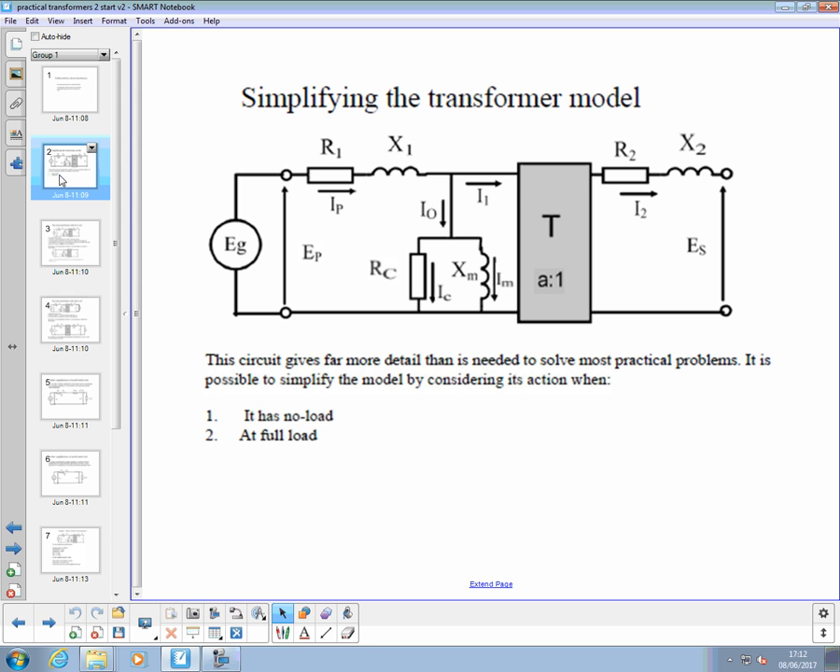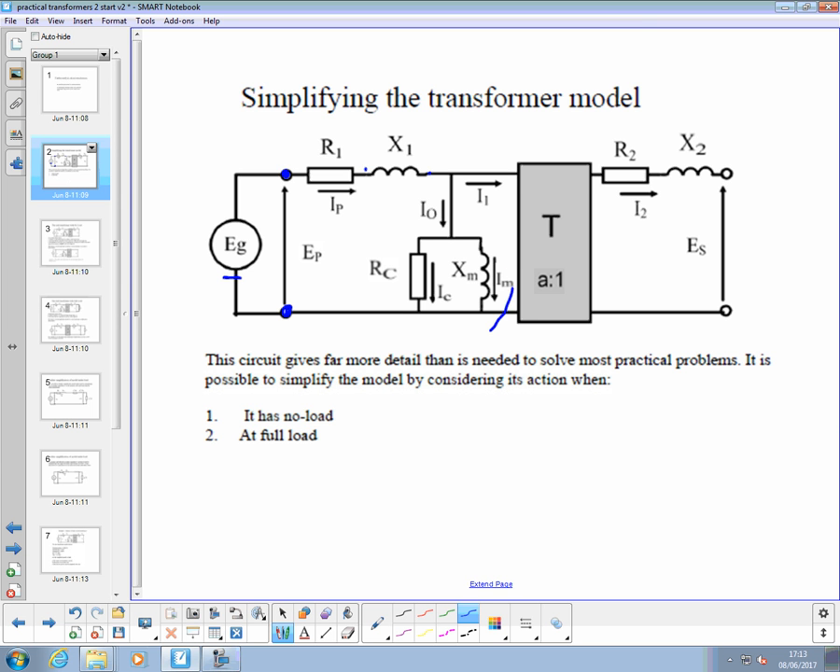So there's our full model that we developed last week. Now I'll just go through that. We've got our generator here, and these are the input terminals to the transformer. You can actually put your meter on those two terminals, and that's the only place on that side of the transformer you can. These, remember, are just imaginary components representing losses inside the real transformer. You cannot put your meter there, or anywhere in that internal circuit there. This is a model.